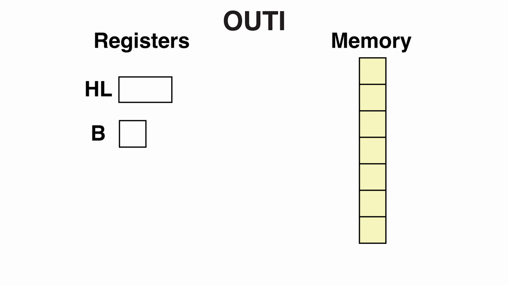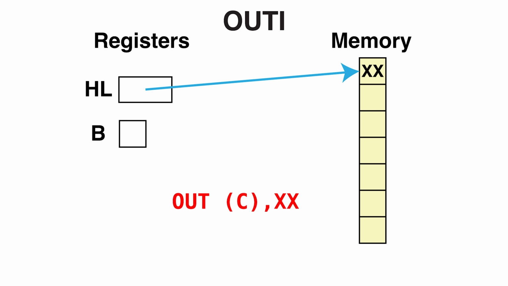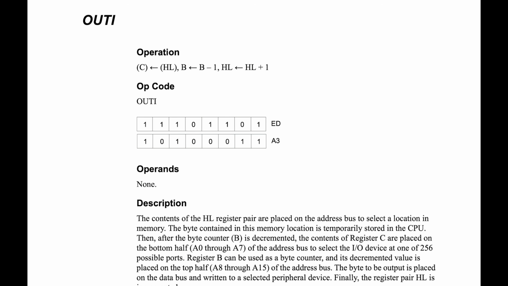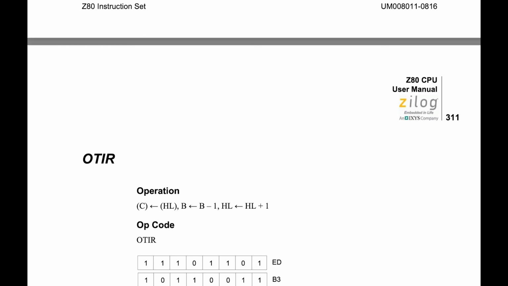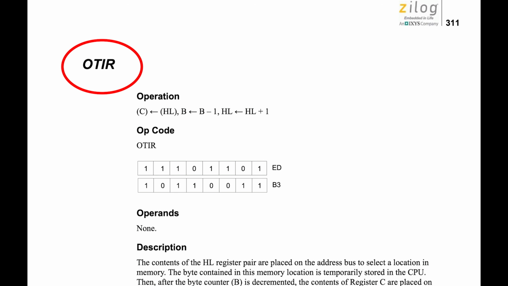Now that we know about LDI and LDIR, I bet you can imagine what out I does. It does an out C with the contents of HL, increases HL, and decreases B. There's even a looping instruction, except that instead of calling it out IR, they called it OTIR. They really wanted to trigger my OCD. Anyway, let's do an example to see how that works.